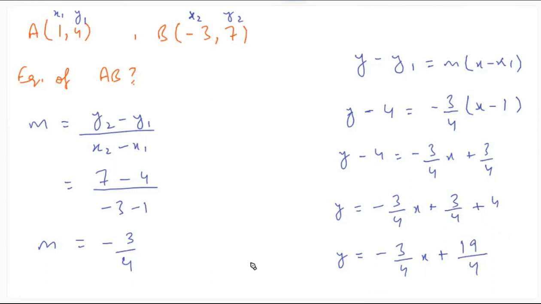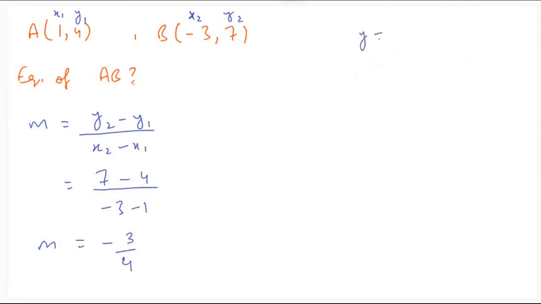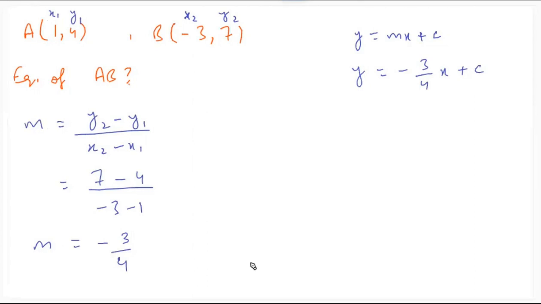ठीक है, इसी को हम दूसरे मेथड से करते हैं. तो ग्रेडियंट हमने उसमें भी फाइंड करना था, और हमारे पास क्या होता? y equals mx plus c. ग्रेडियंट हमने फिगर आउट कर लिया. So that is -3 over 4 x plus c. Again, आपको c की वैल्यू फिगर आउट करनी है. You put any of those two points here in this equation. कोई भी पॉइंट इनपुट कर दो. So let's say 1 और 4 इनपुट कर दें.